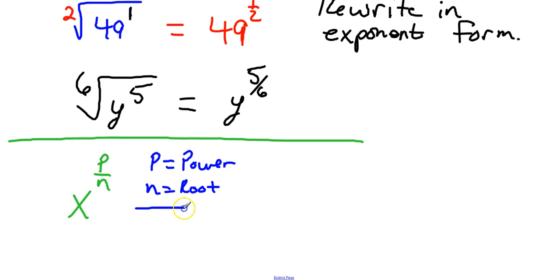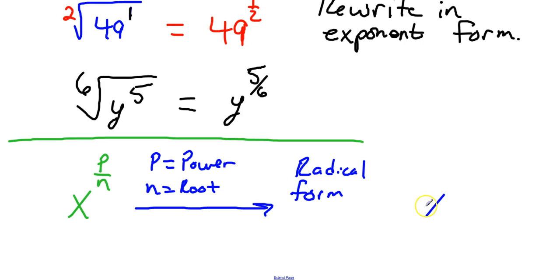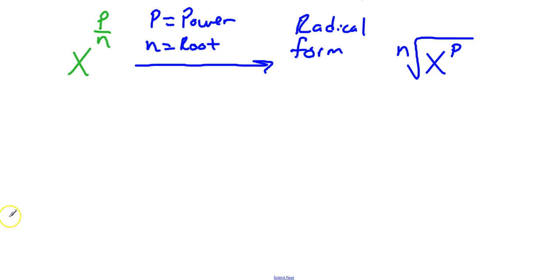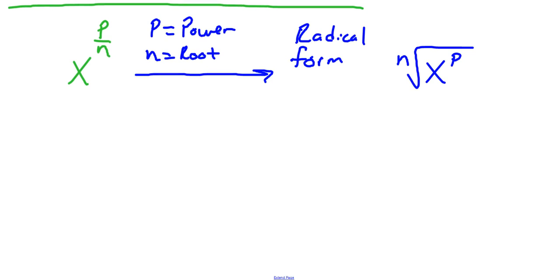So if they have you take this and rewrite it in radical form, again, it's just the opposite of what we were looking at. You would take whatever the x is, put the n on the outside, and then the p power would just stay there with the x. For most of the problems, they're going to give you one or the other, and just have you write it the other way.